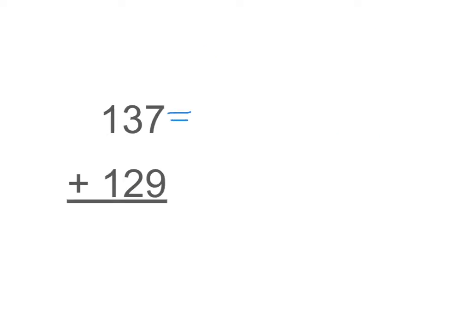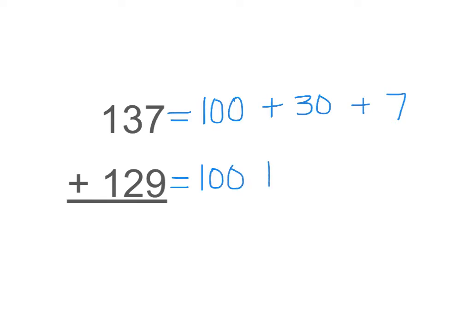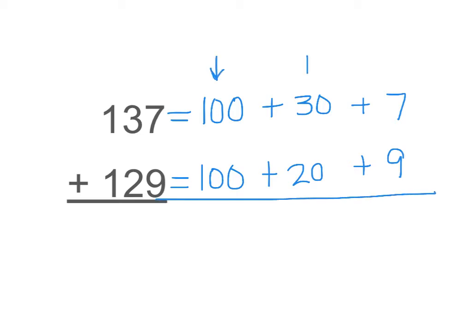Next problem, 137 plus 129. Pause and work it out. All right, let's get to work. 100 plus 30 plus 7 and 100 plus 20 plus 9. Remember, be super nice and neat. Line up your hundreds, your tens, your ones, as well as your plus signs and your equal signs. That way, everything is easy to do.